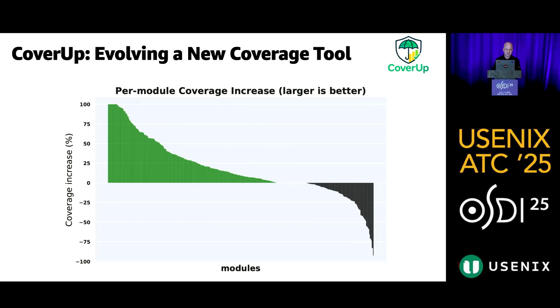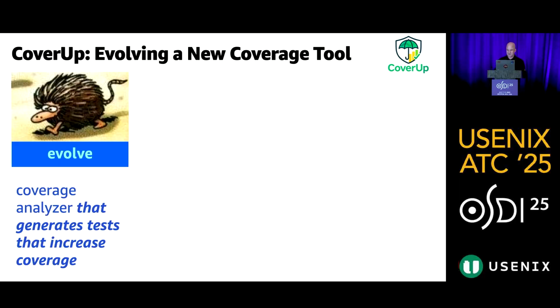So this is a comparison with the previous state of the art. The green is Cover-up, and the black is the previous state of the art. And you can see that there's a huge amount of mass in the coverage increase across all of these modules that we explored, thousands and thousands of modules. All right, so Cover-up. Another example of taking a tool and evolving it.